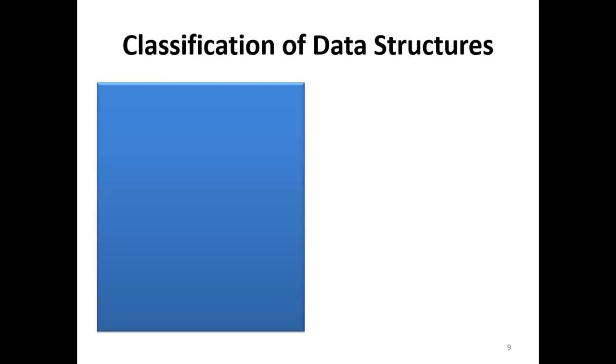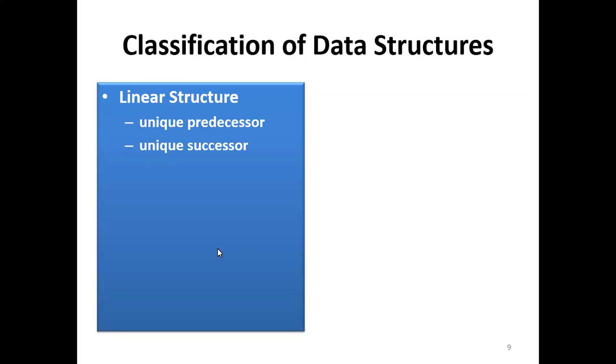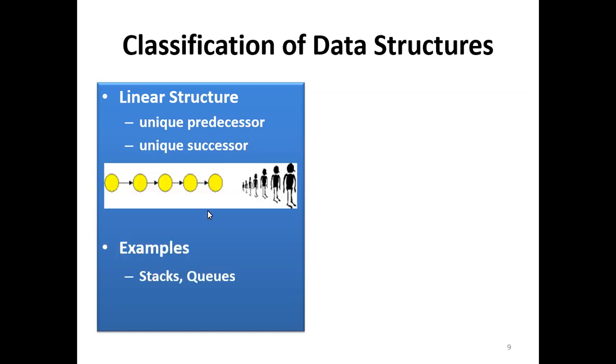And then classification of data structure. One classification of the data structure is a linear structure. In linear structure, linear structure comes with unique predecessor and a unique successor. An example of them is this, the stack and the queue data structure.